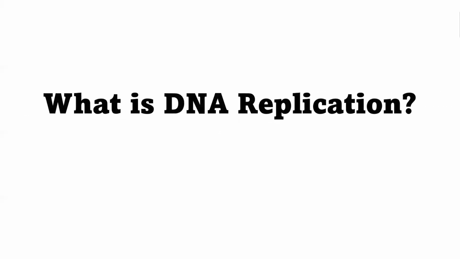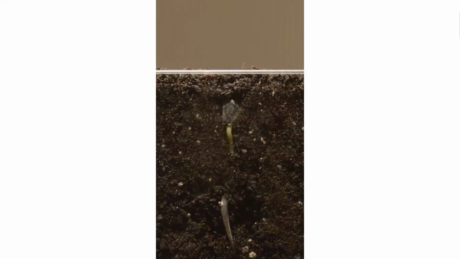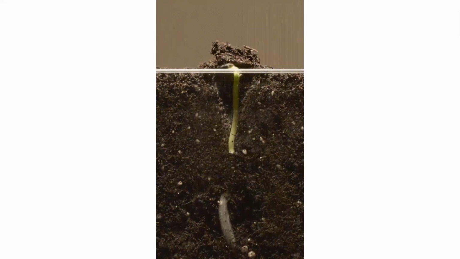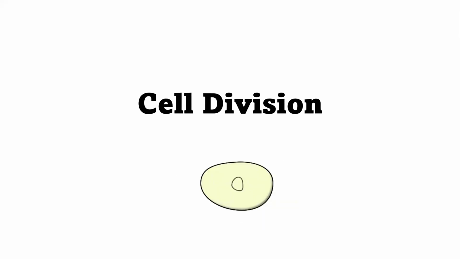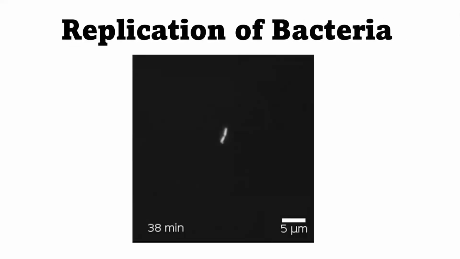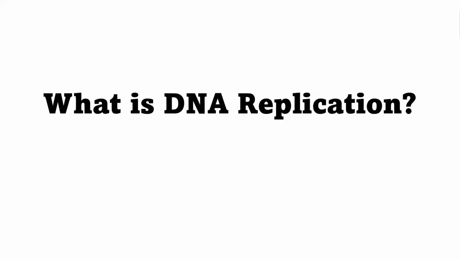What is DNA replication? Whenever living things grow and get bigger, their cells are dividing. Cell division is an essential process for life, not only for living things to grow and get bigger, but also for living things to reproduce. For example, bacteria: we start off with one cell and they divide, and before you know it, we have a huge population of bacteria. Cell division is essential for life.